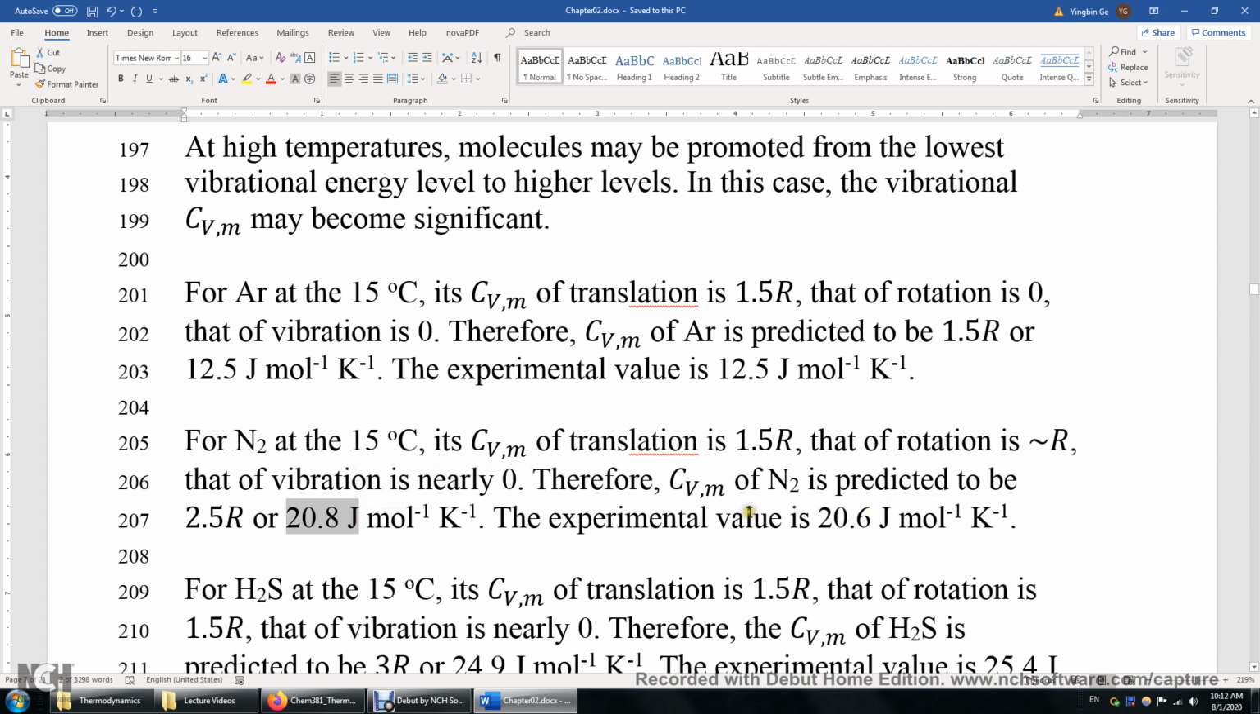So what about the difference? There's a very small difference, 0.2 joule per mole K. I think that's due to the small CVM of vibration. It's nearly 0, but not exactly 0.